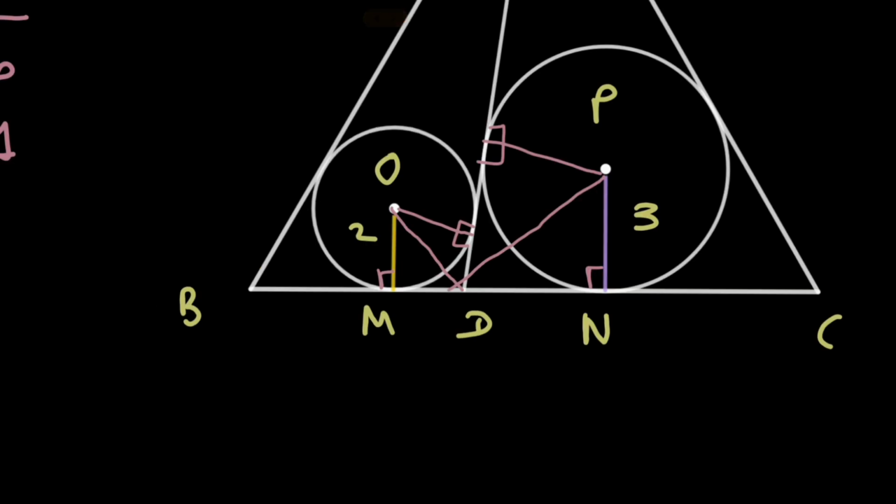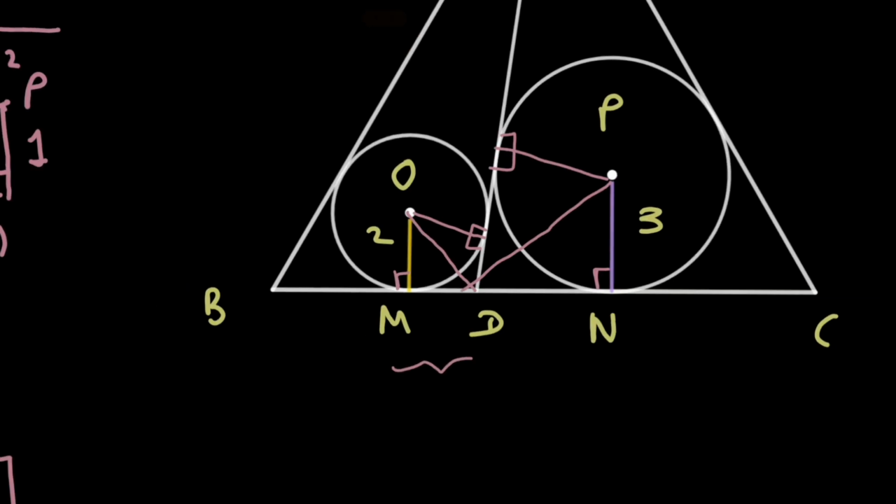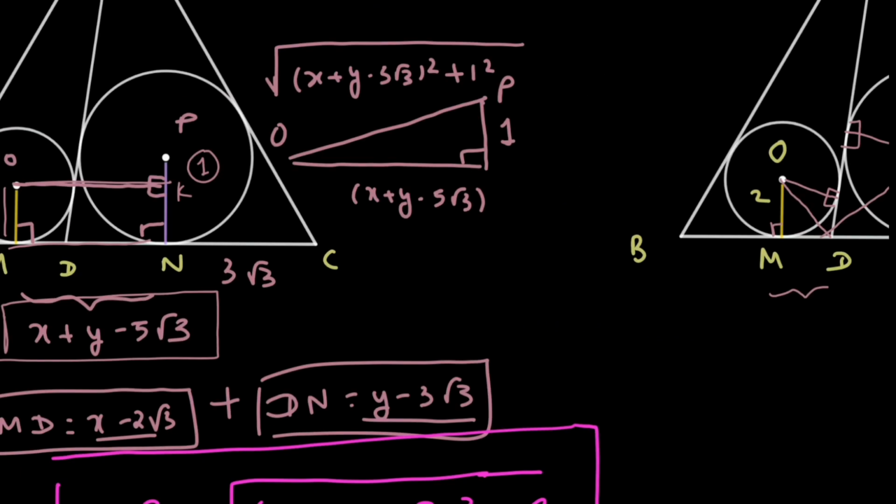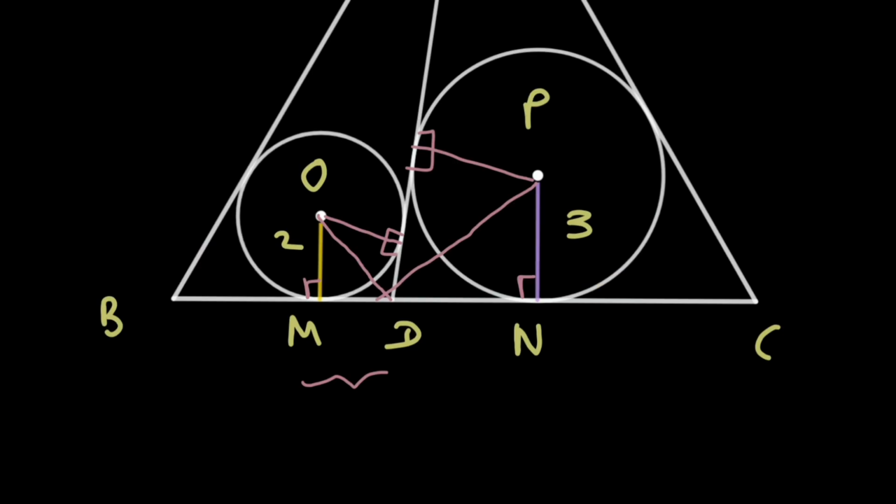Now recall that we had the length of MD from the second part, that was x minus 2 square root of 3. Similarly, the length of DN was y minus 3 square root of 3. So here also I will put the same thing. MD has a length x minus 2 square root of 3. The length of DN is y minus 3 square root of 3.